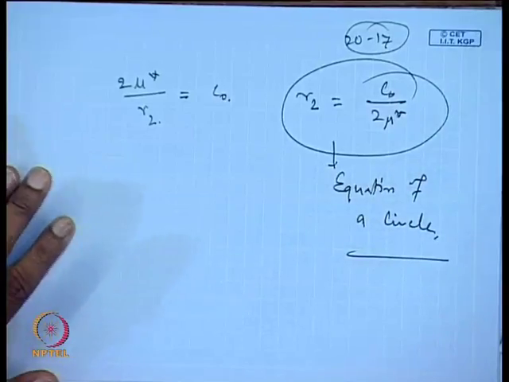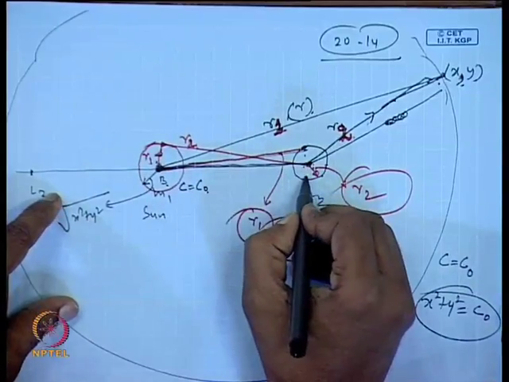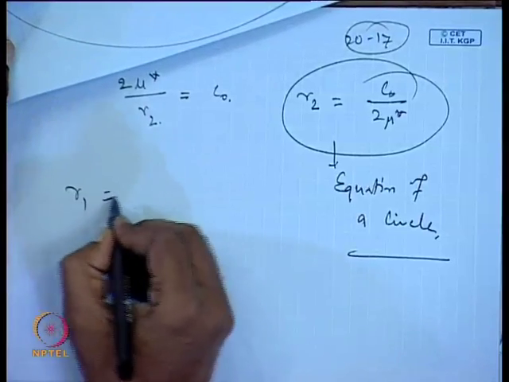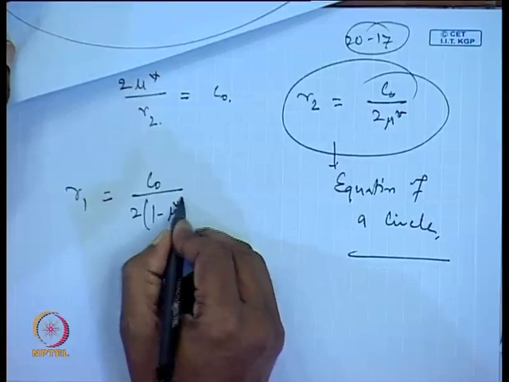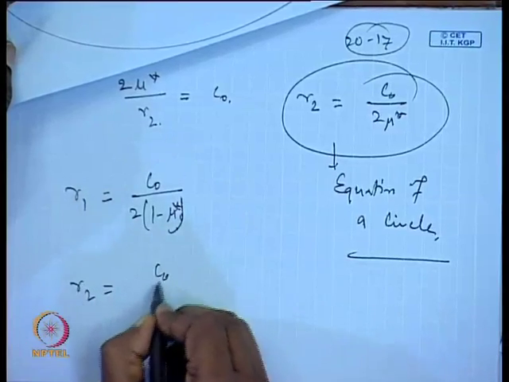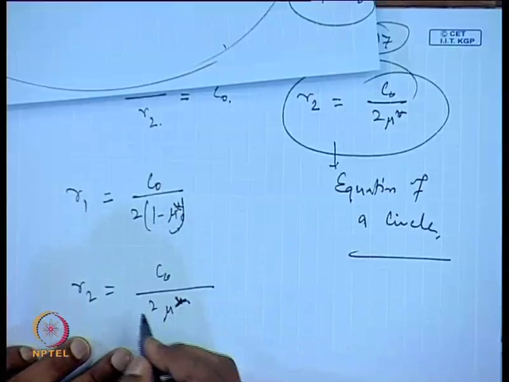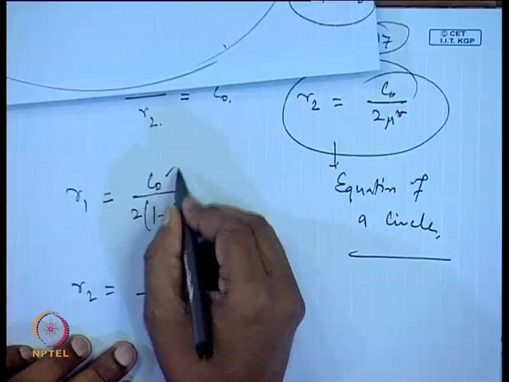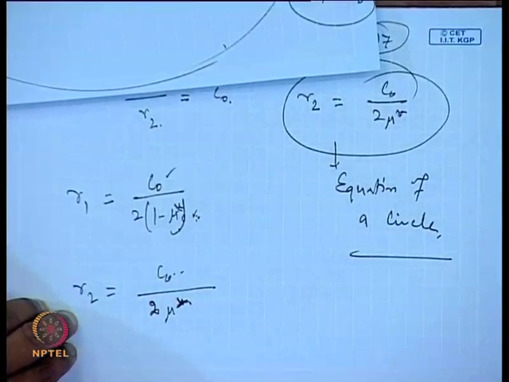Moreover, one point should be noted that this circle will be of larger radius and this circle will be of a smaller radius. The reason is very obvious, because in the two cases that you are comparing, R 1 is equal to C 0 by 2 times 1 minus mu star and R 2 equal to C 0 by 2 mu star. Okay. So, C 0 in both the cases is the same, and this is large.